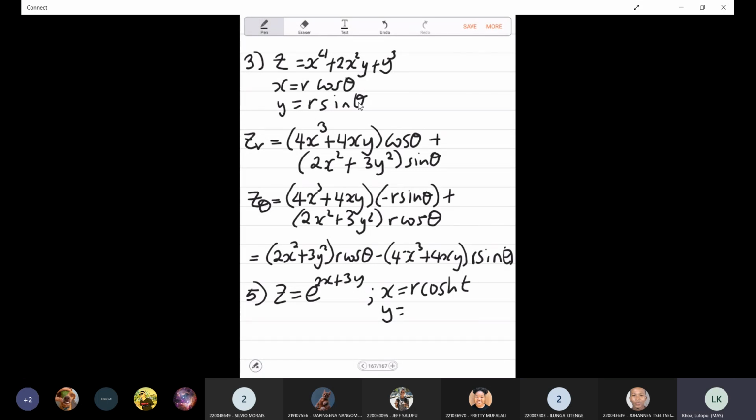And y is r hyperbolic sine of t. So we want to differentiate z with respect to r. First, z with respect to x. So that will be 2 times e to the power of 2x plus 3y. And then we multiply by the derivative of x with respect to r, which is just hyperbolic cos of t.